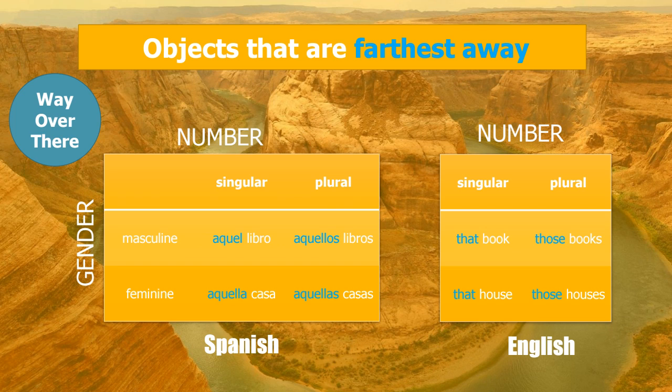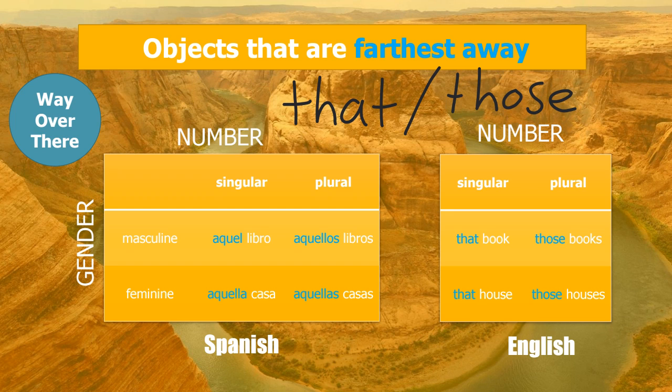And finally, if you want to talk about objects that are the furthest away, that are way over there, you're going to use these four adjectives. Now, in English, we really don't have a third set. We still just use that and those. So if we're talking about something that's really far away, we just have to add a lot of extra words to our sentence. So like this book that's right here beside me, that book that's over there, and then that book way over there. And the same with these books that are here close to me, those books over there, and then those books way over there.